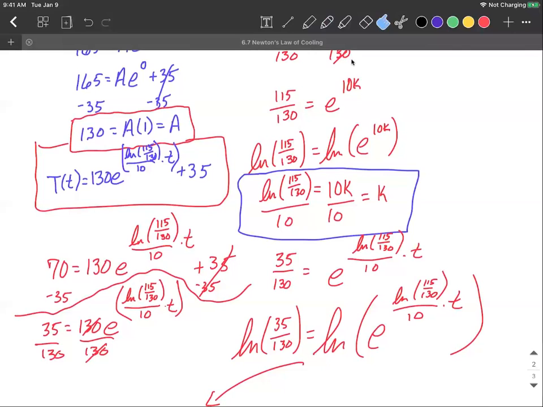So anyway, enjoyed putting this together. I really hope this helps you out as you're trying to figure out Newton's law of cooling.